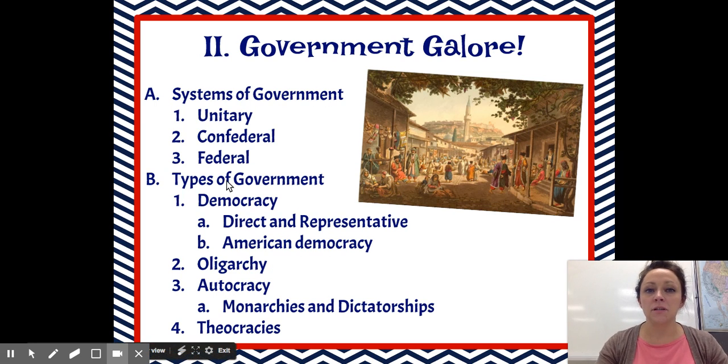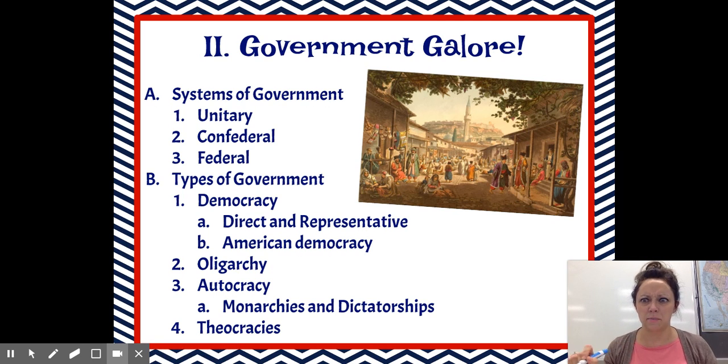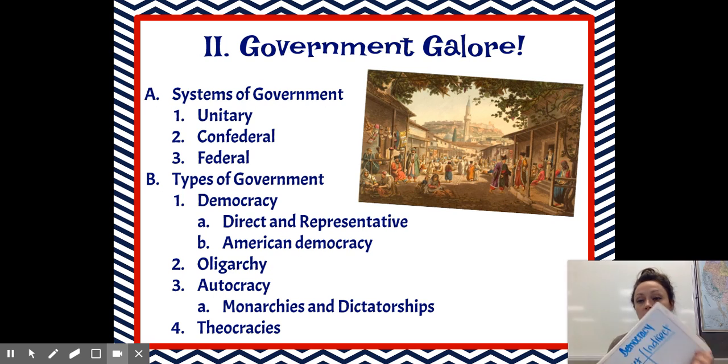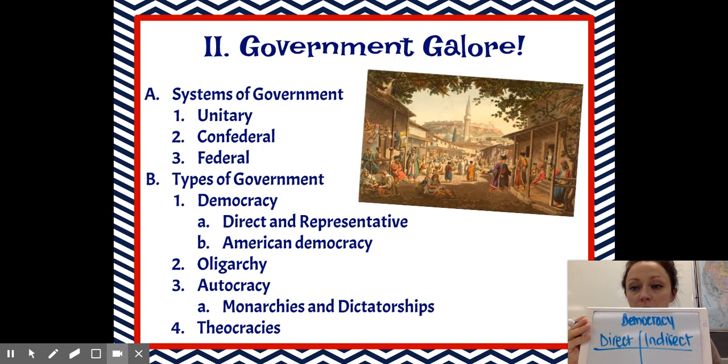Scooting on then to different types of government. Now with this specific part, if I were you, in your notes, I would make like a chart or something. So let's start with the types of democracies. So I would make a chart, something like this. We have direct, and then we have indirect. Okay, so if I were you, that's what my chart would look like.